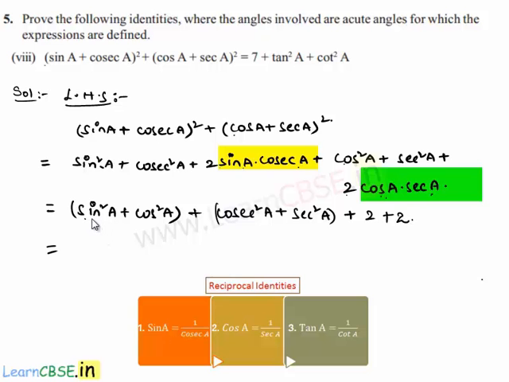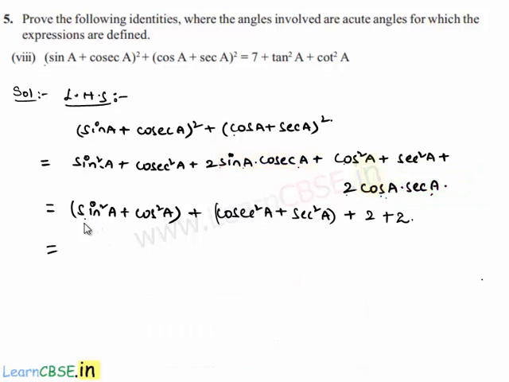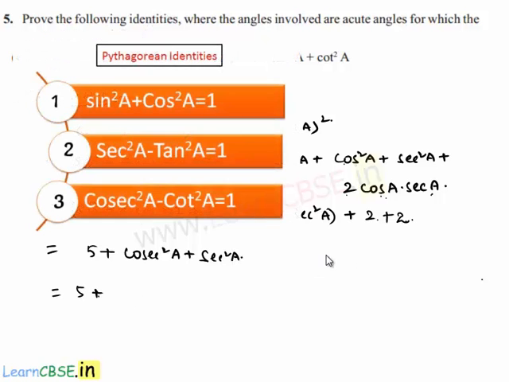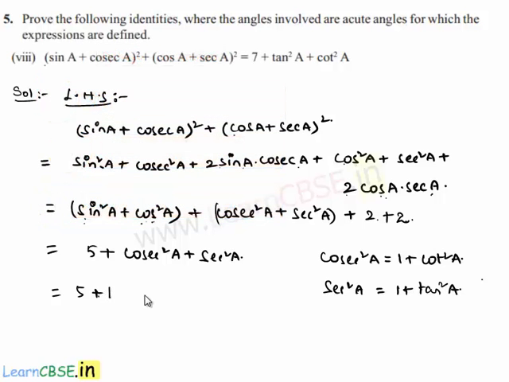So finally here, as we know from the identity 1 that sin square A plus cos square A is equal to 1, by replacing it we get 1 plus 2 plus 2, that is 5, plus cosecant square A plus secant square A, which is equal to 5 plus, from the two identities, that cosecant square A is equal to 1 plus cot square A and secant square A is equal to 1 plus tan square A.